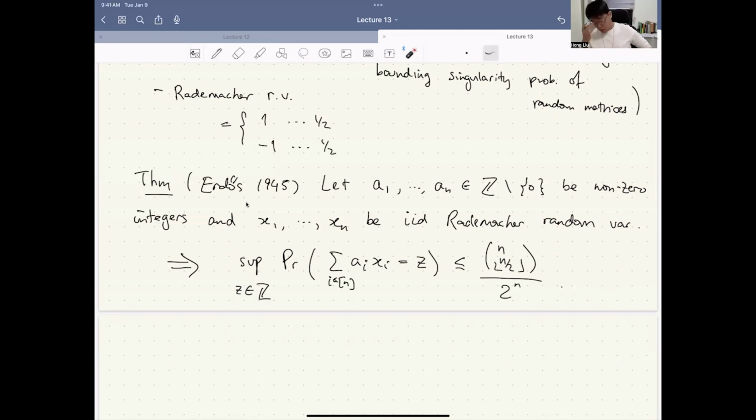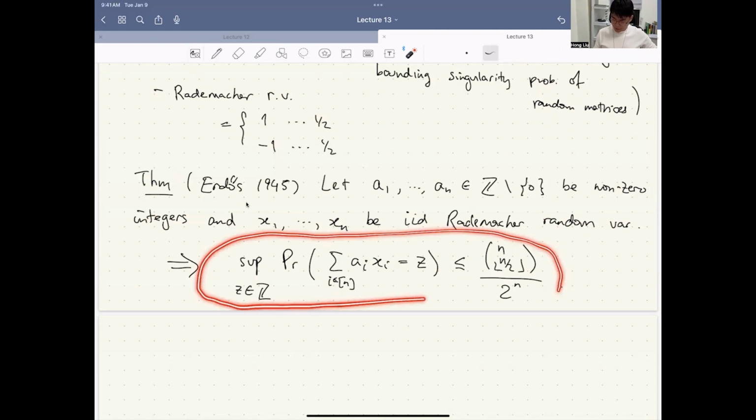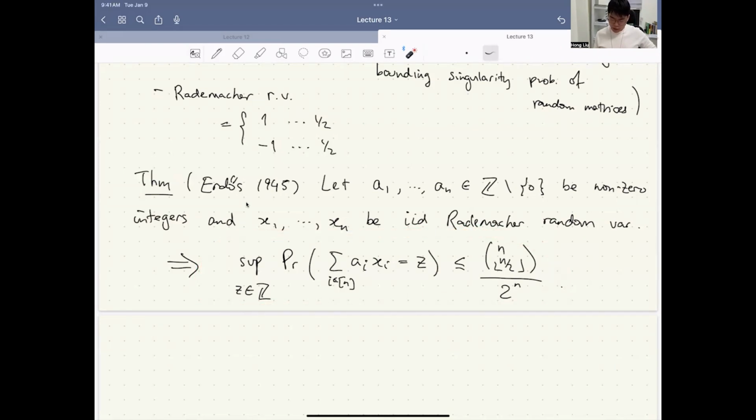okay? So here, let's pause for a moment. What is this guy? So here, xi is a Rademacher random variable. So you think of it as we wanted to look at the sum of ai, but with random sign +1 or -1.